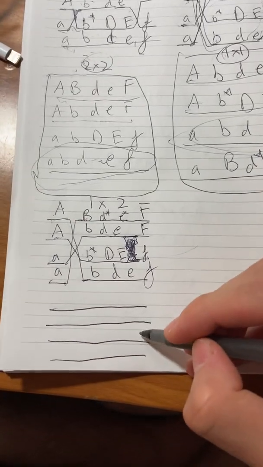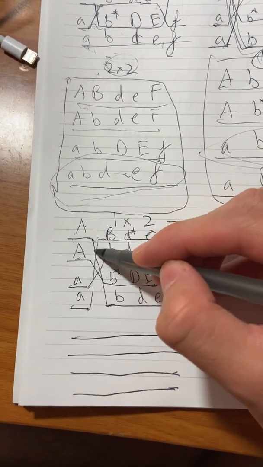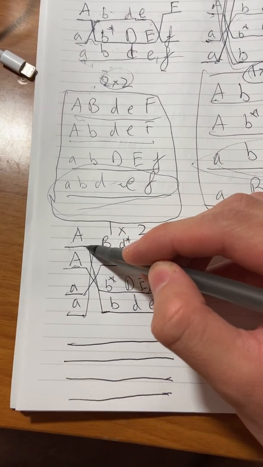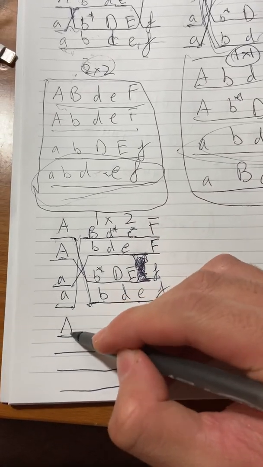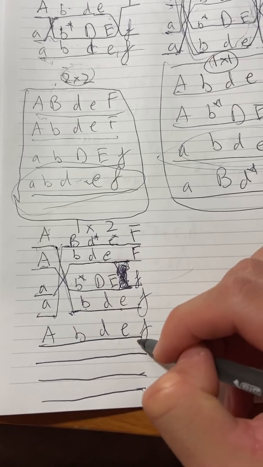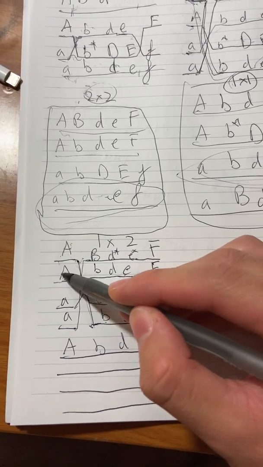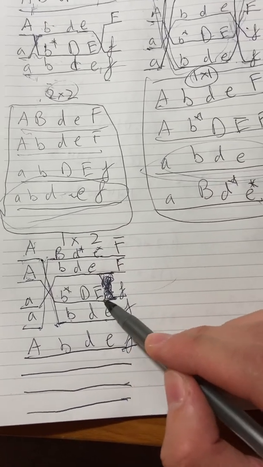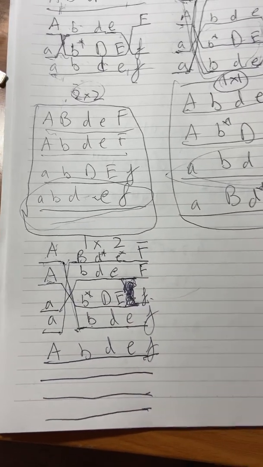And I'm just going to follow the strands, because the strands tell me exactly where everything goes. So if I follow the top strand, it goes A, B, D, E, F. Okay, so I'm going to draw that. A, B, D, E, F. And now let's go on to the middle slide. And the middle strand goes A, B, D, E, F, like this.